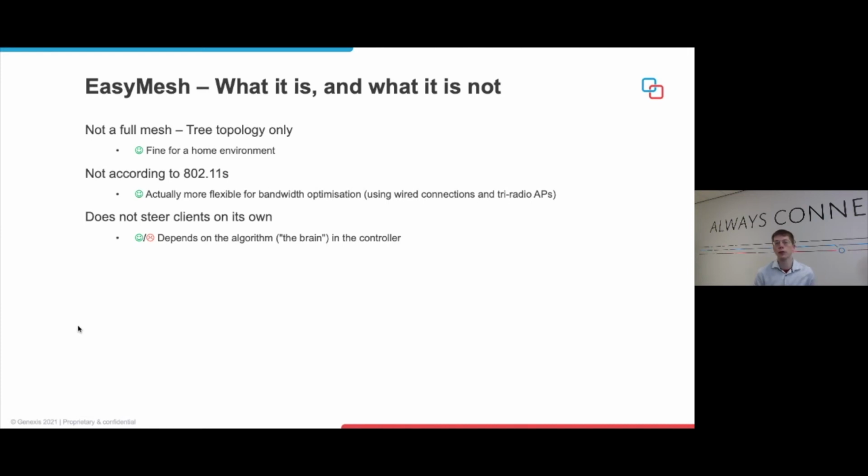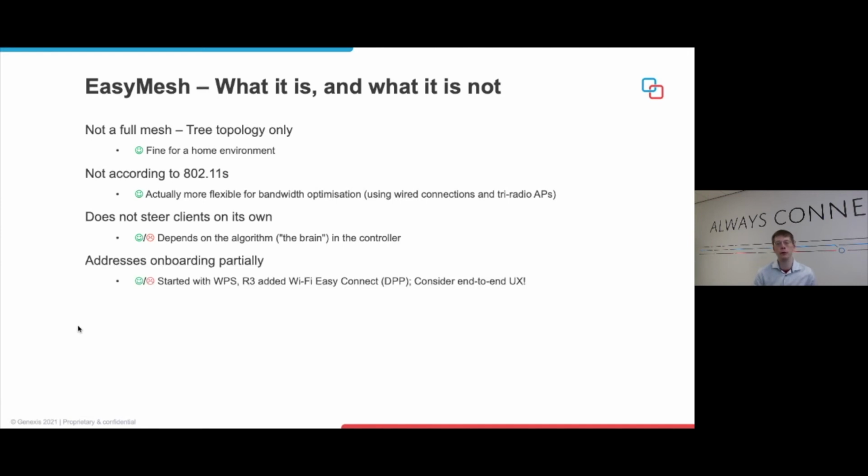So firstly, EasyMesh does not do the steering by itself. There needs to be an algorithm in the controller, and this could be different between different implementations. So not necessarily good or bad, just something to be aware of that you need to pay attention to.